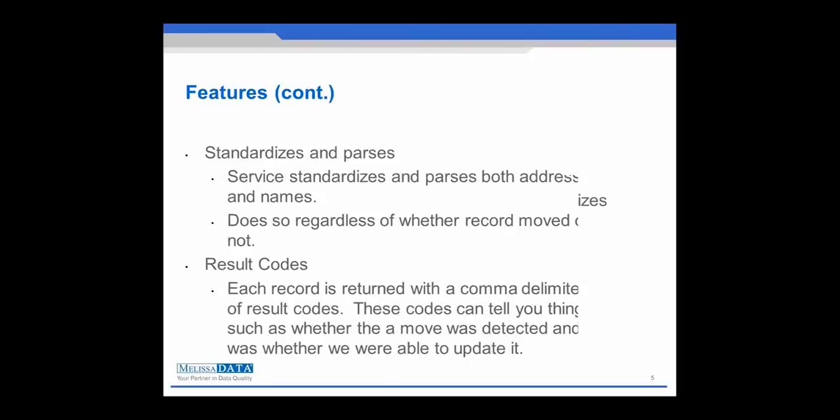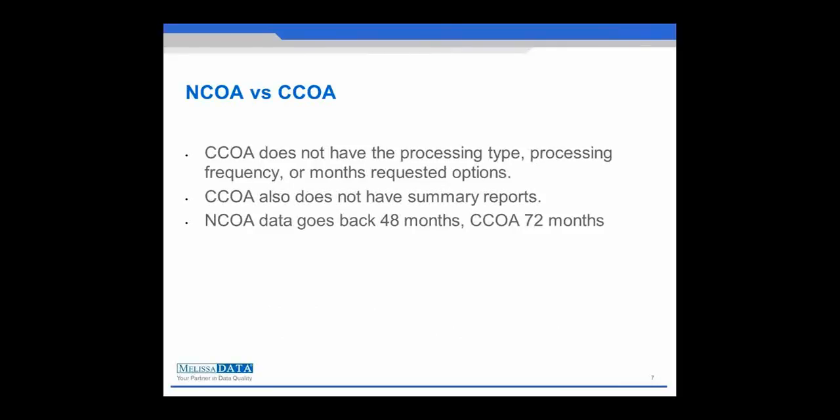Processing type and processing frequency don't actually affect the behavior of the object itself. They're included, I believe, because the USPS requires them to be part of any software built around the NCOA data. The months requested option only limits how far back the object will search for moves. For instance, NCOA data goes back 48 months by default, but through the months requested option, you can limit that to, say, 36 months.